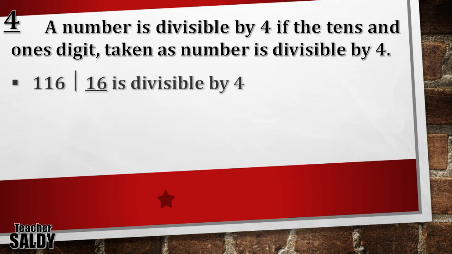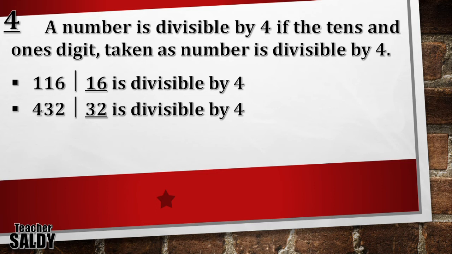Let's have an example. Let's say 116. So, taking out the 1, you will get 16, or taking the ones digit as well as the tens digit will become 16, which can be divided by 4. Therefore, 116 is divisible by 4. Okay? 432. 32 is divisible by 4. Therefore, 432 is divisible by 4.